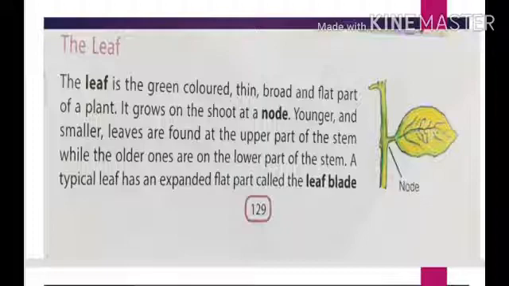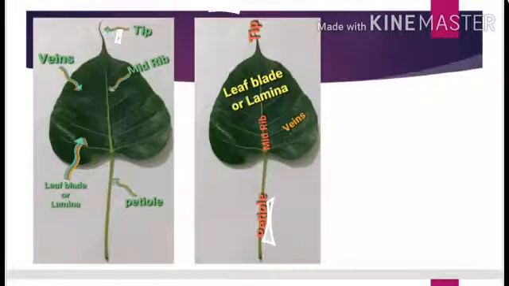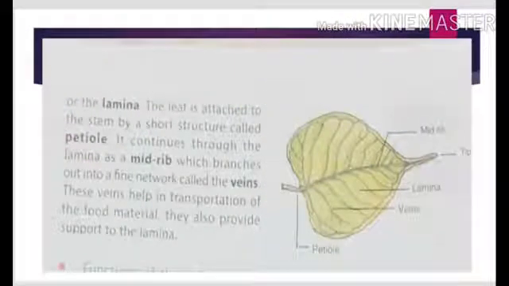Now, we are going to discuss the structure of the leaf. A typical leaf consists of four main parts: petiole, leaf blade or lamina, midrib, and veins. Let's define all these four parts. First of all, what is a leaf blade or lamina? An expanded flat part of the leaf.